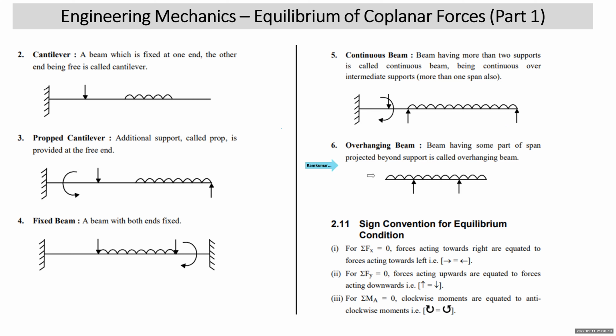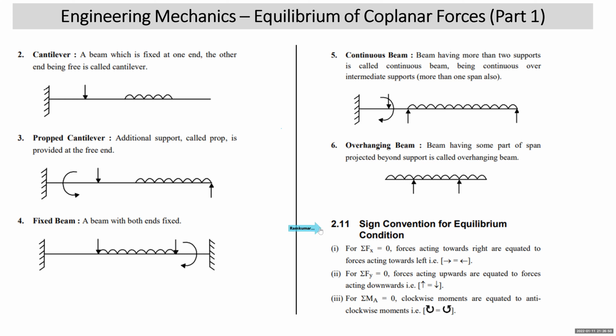Next comes overhanging beam. An overhanging beam means a beam in which some part is overhanging, or projected beyond the support. In this case, you can see that this is a simply supported beam as the two supports are simple supports, but some part of the beam is projected beyond the simple support on the left side. So it is overhanging on the left side. On this side also there is an overhang, projected beyond the support. We call this a simply supported beam with overhang on both sides.